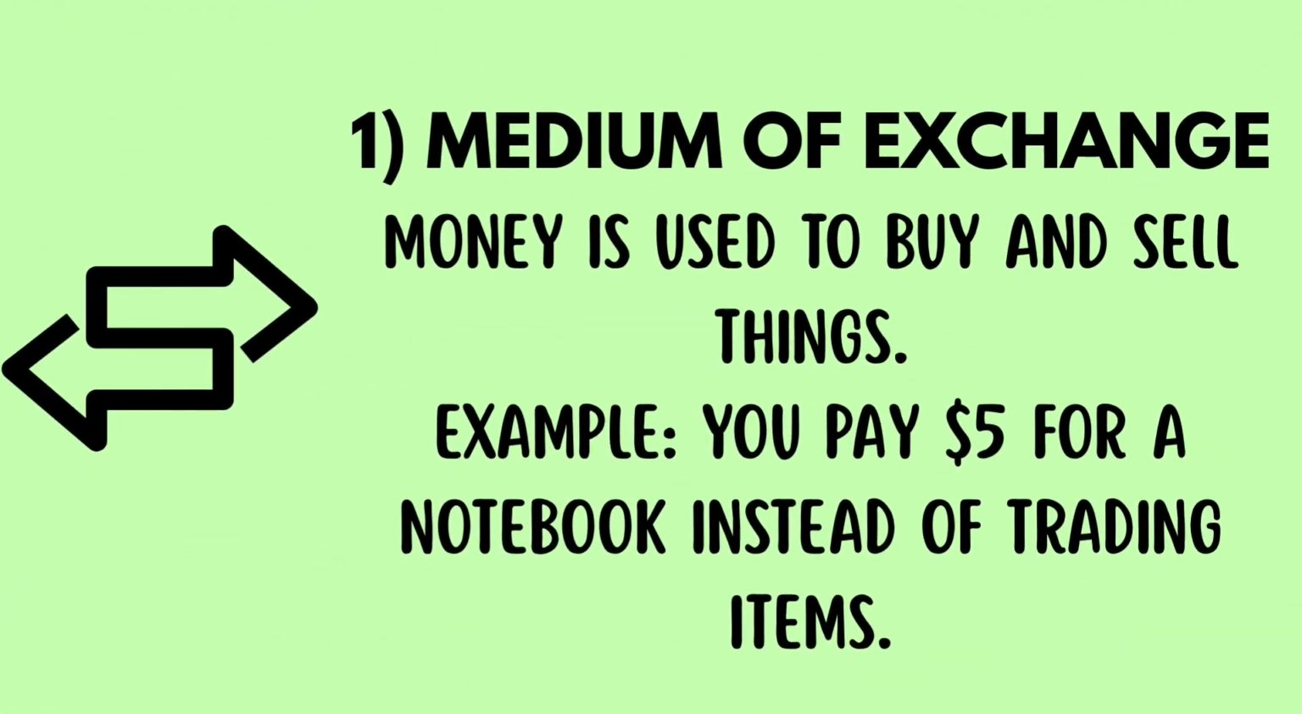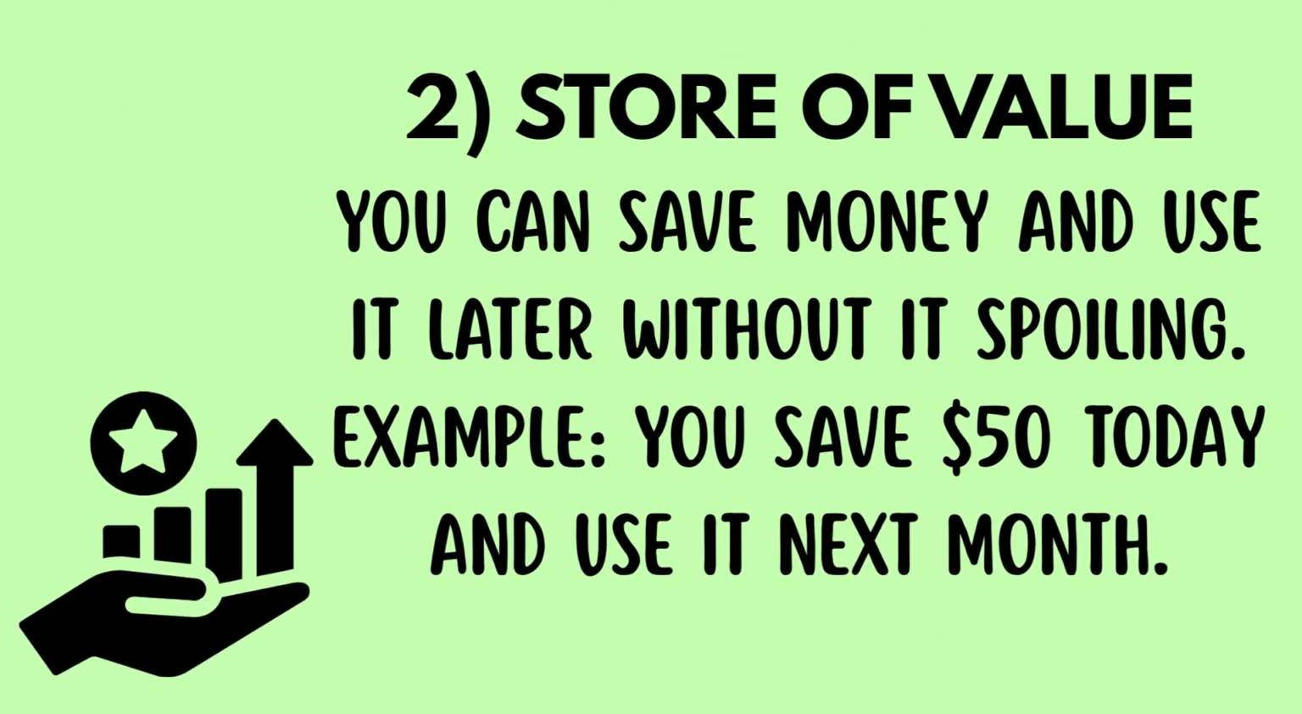Money is used as a medium of exchange. Money is used to buy and sell things. Example, you pay $5 for a notebook instead of trading items. Money is used as a store of value. You can save money and use it later without it spoiling. Example, you save $50 today and use it next month.